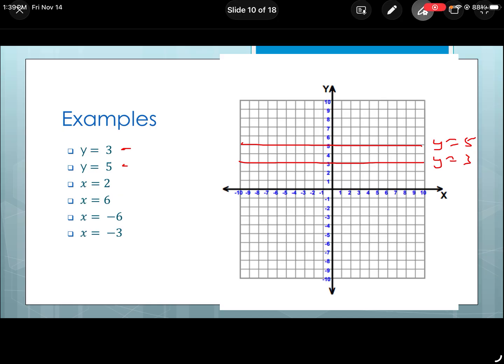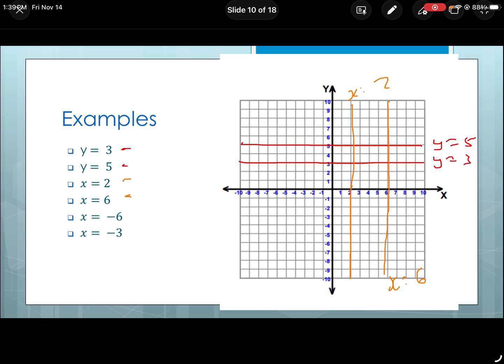What about x? Let's call these ones. What about x equals 2? You go to the x-axis, you go to 2, and you put a line that goes straight through it, because all the x values are 2. What about 6? X equals 6, you go to x, you go to 6, so all the x values are 6. You get the idea.